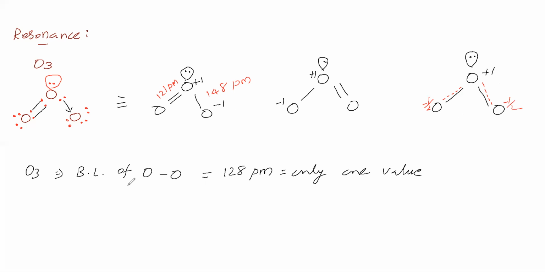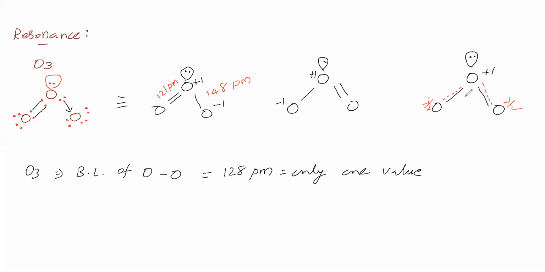Experiment says that the bond length in ozone is 128 picometer. Only one value is possible; that is the experimental fact. Now we will see here: the left side has one sigma bond and one pi bond, that means a 1.5 bond. The right side also has one sigma bond and one pi bond, that means a 1.5 bond. So the nature of the bond on the left side and the right side remains the same.